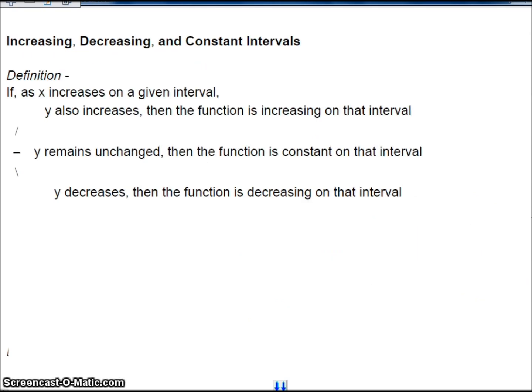All right, the last topic in this section is increasing, decreasing, and constant. So here's the definition. I'll just read it to you and then we'll talk about what it means. If, as x increases on a given interval, y also increases, then we say the function is increasing on that interval. If y remains unchanged, then we say that the function is constant on that interval. If, however, y is decreasing, then we say that the function is decreasing on that interval. All right, so that's some pretty technical language there, and this is bordering on the kind of language that you would see in a calculus class. So let me explain what all this means.